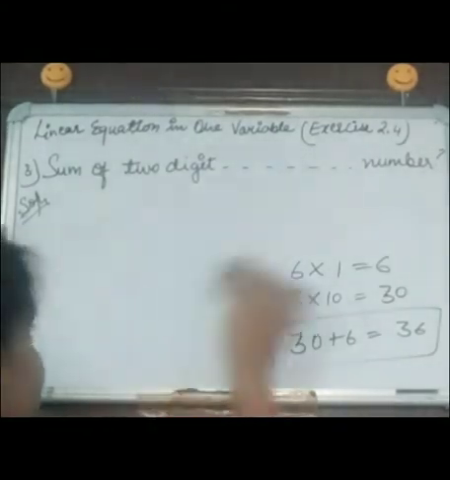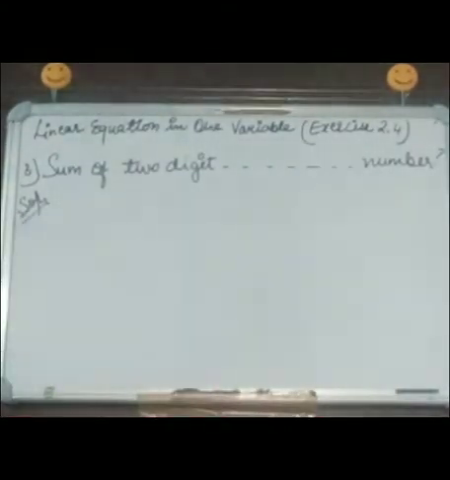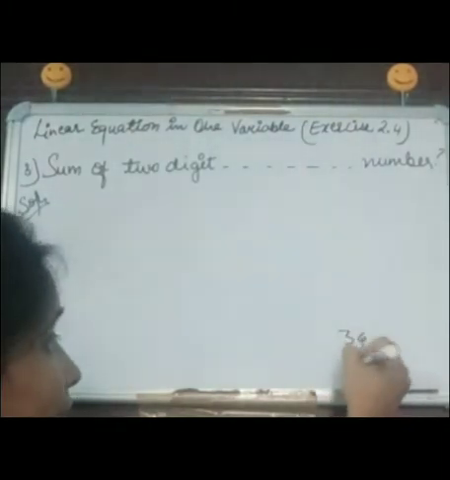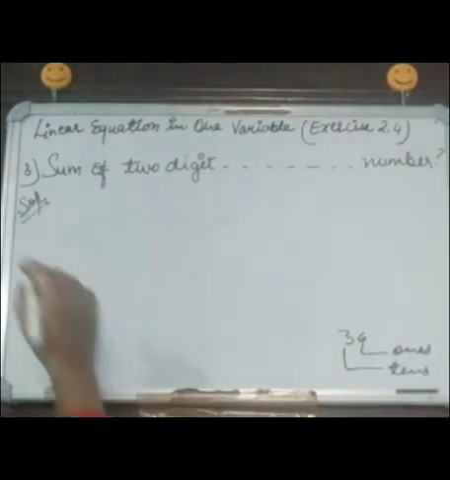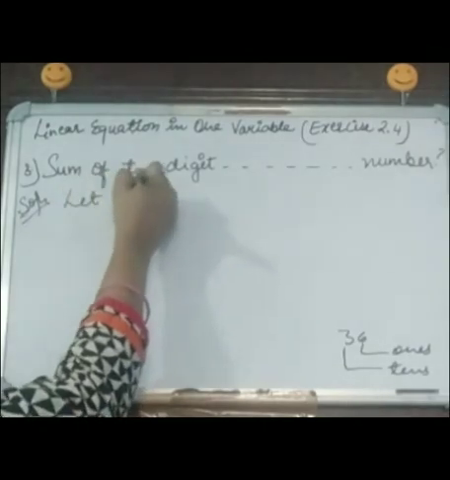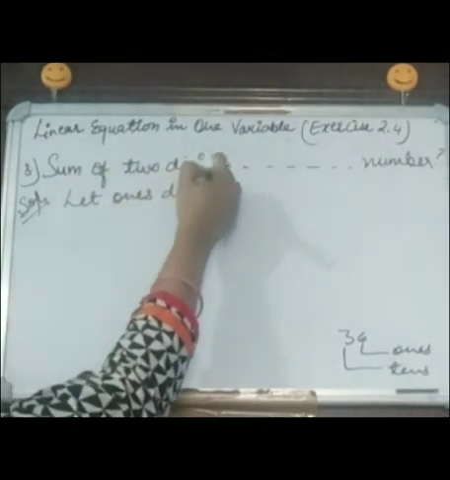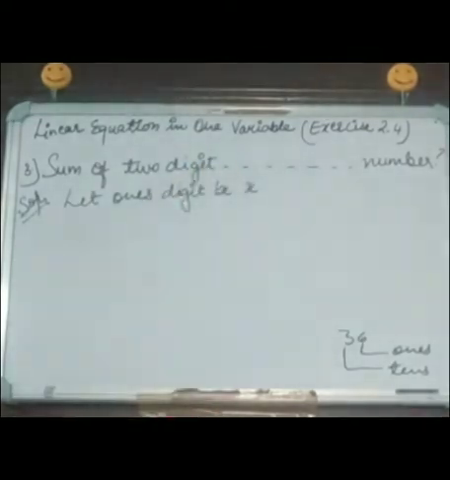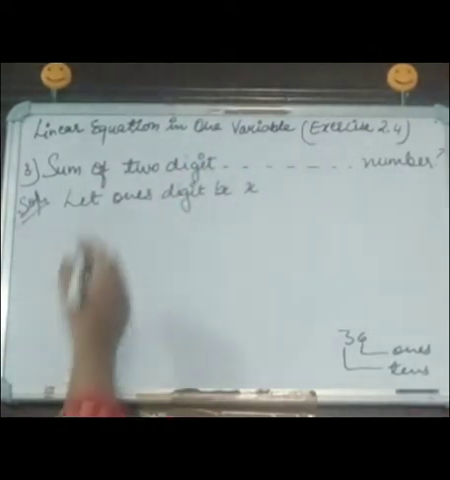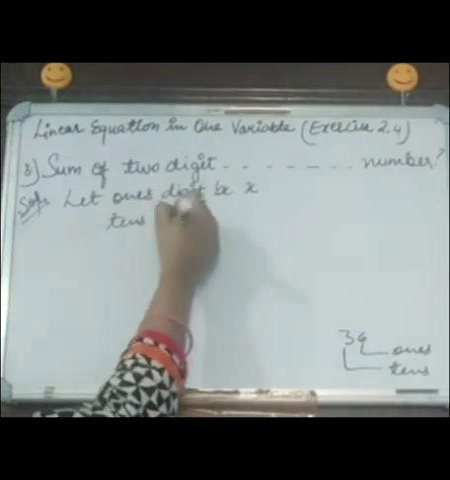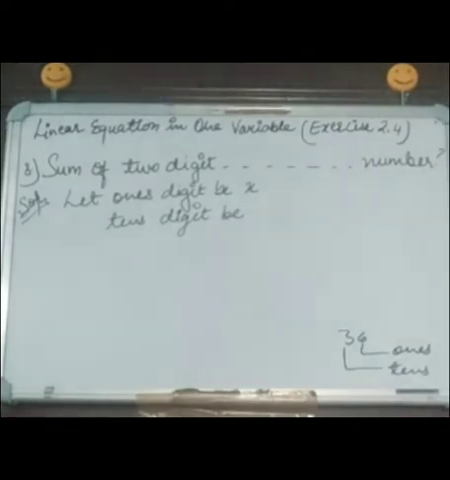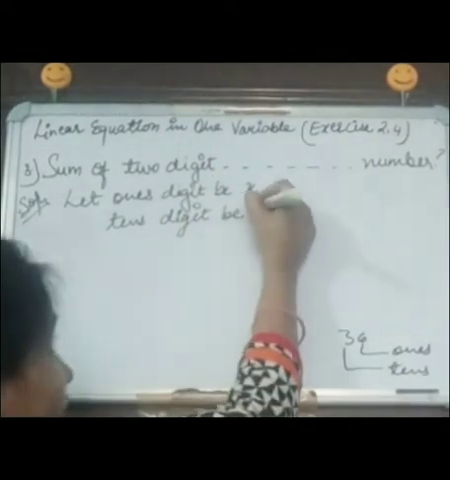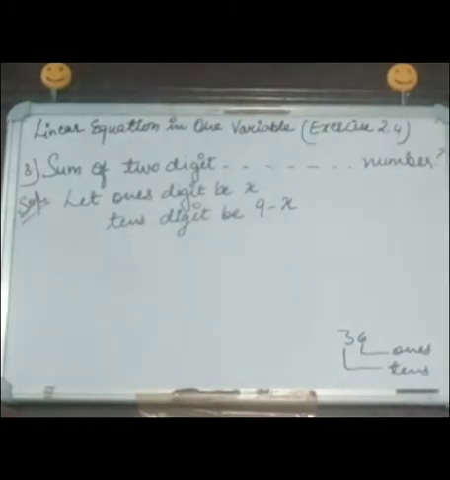Okay, so let us start. First of all, for making a 2-digit number, we need a 1's digit and a 10's digit. So first of all, I am supposing let the 1's digit be x. Got it? And then the 10's digit will be, since the sum of the 2 digits is given as 9, if one is x, then the other one will be 9 minus x.